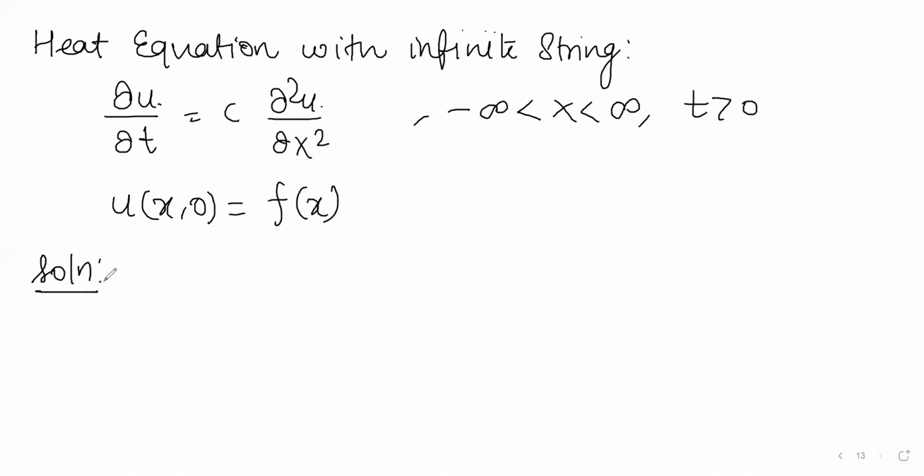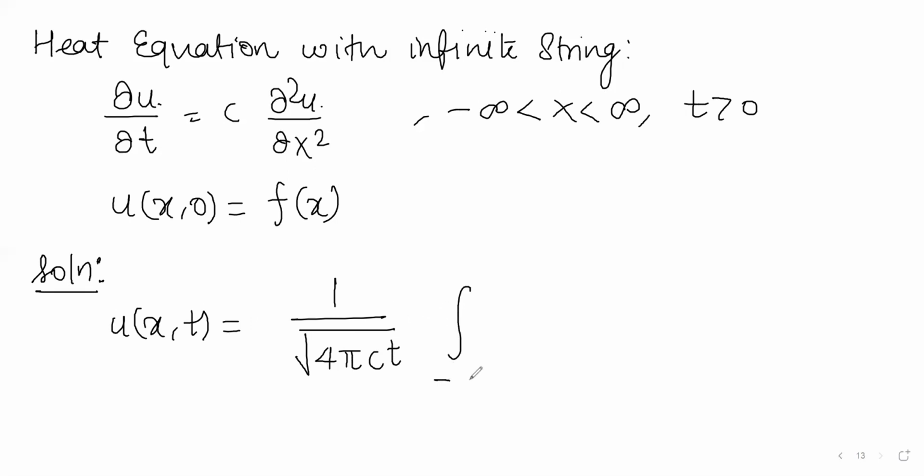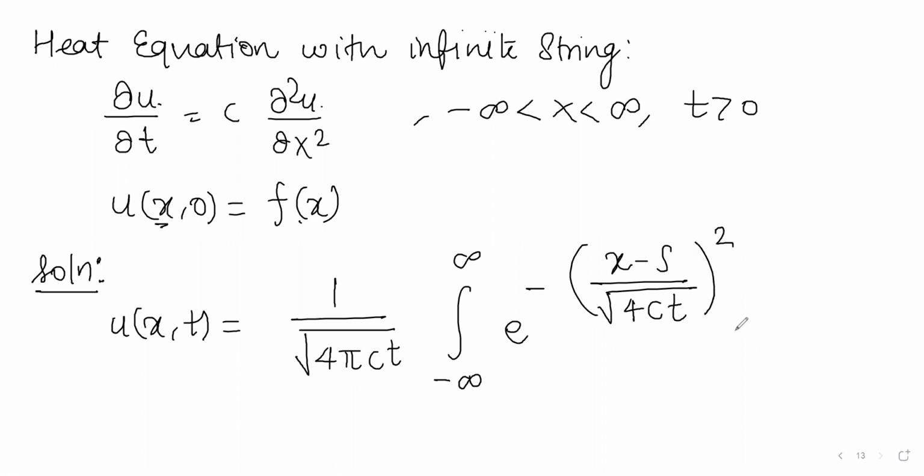So I'll write down the solution, which is quite easy to solve. If you look at the solution, it is u of x comma t equals 1 upon under root 4 pi ct, then integral minus infinity to infinity e power minus of x minus s upon under root 4 ct, whole squared, times this f of s ds. Okay, so this is the solution of the infinite string.